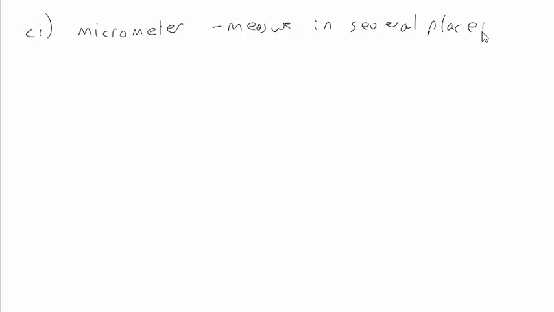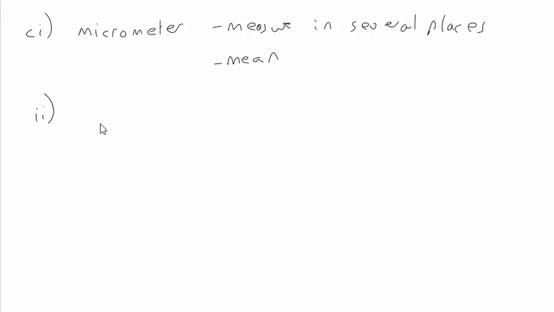In C, part 1, we're to explain how the student should measure precisely the diameter of one of the wires in the cable. They would need to use a micrometer, and they would measure in several places, and then find the mean of the results.